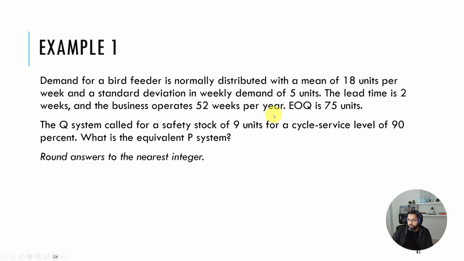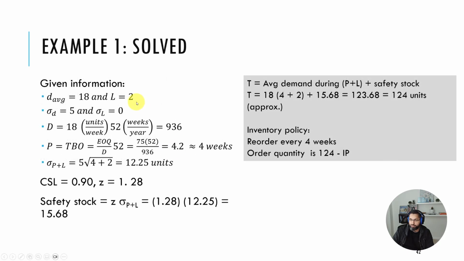Okay, so we are already given the EOQ quantity. The Q system called for a safety stock of 9 units for a cycle service level of 90%. What is the equivalent P system? It says round answers to the nearest integer, but round the final answer only. Do not round intermediate quantities. And do it in Excel so nothing gets rounded until you round manually for the final calculation.